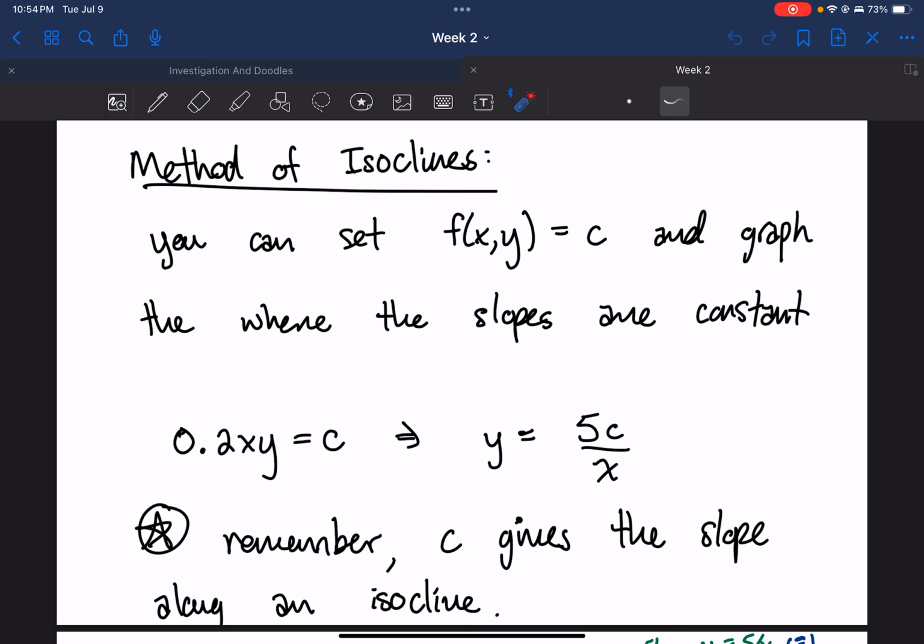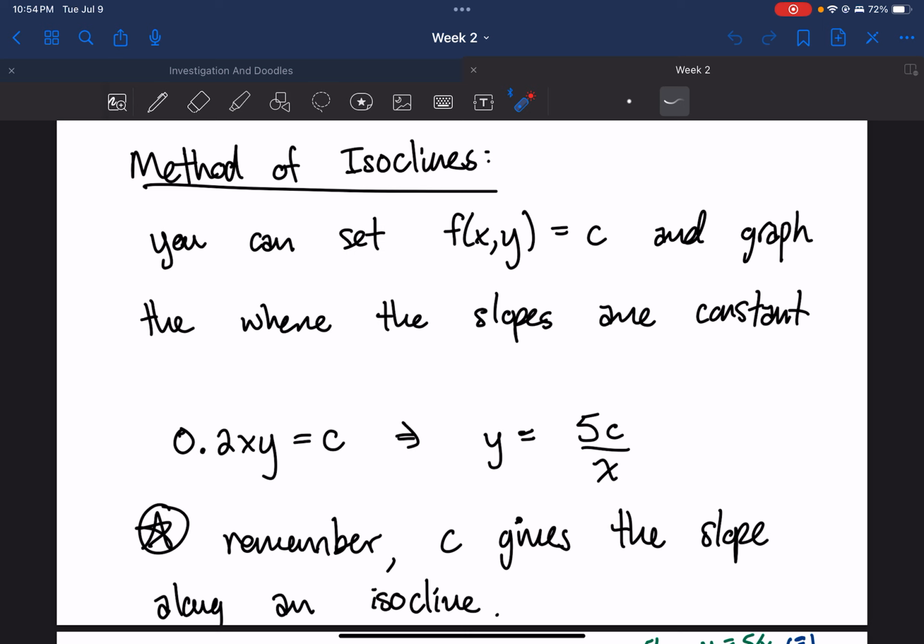The idea here is we're going to set f equal to a constant. And remember that f is equal to the slope. So essentially what we're doing when we set f equal to a constant is we're setting the slope equal to a constant. And we're going to find a function y of x involving c where the slopes are all the same.